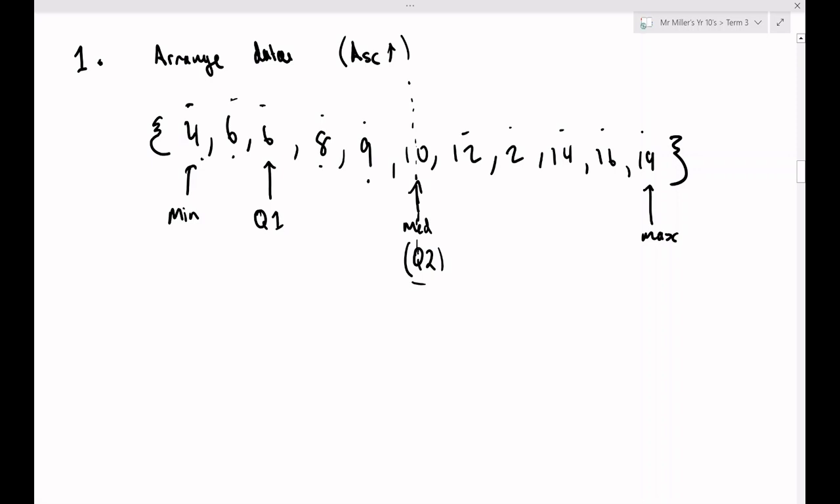Okay, same thing when I'm looking for the median of my upper half. I actually don't include my Q2, my median of the full set. And I can see that 14 is going to be the median of my upper half.